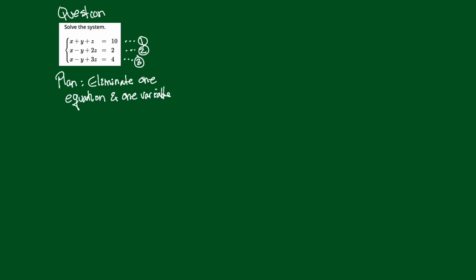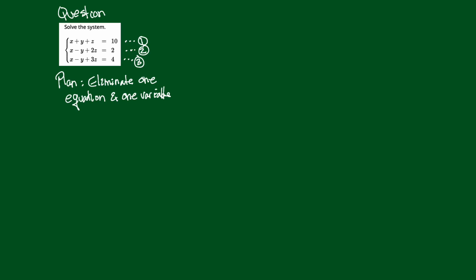Our plan is to reduce this 3 by 3 system, 3 equations, 3 variables, down to a 2 by 2 system, which I already know how to solve. So I'm going to do that by trying to eliminate one equation and one variable. All right, that's our plan. Eliminate one equation and one variable.